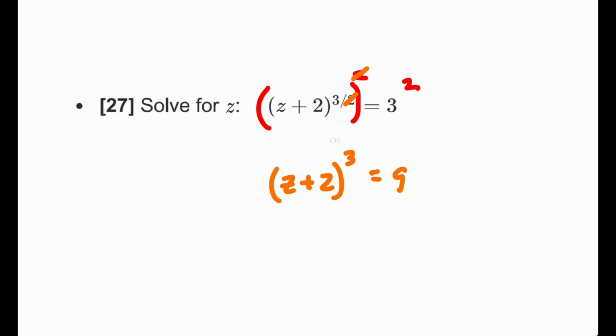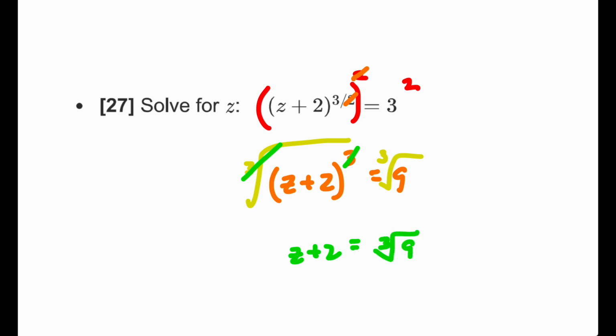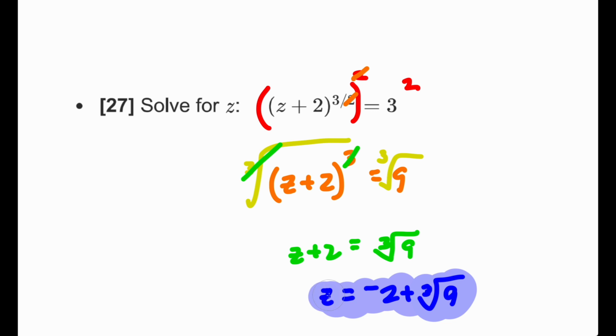From here, you can cube root both sides. And you're going to get z plus 2, because the cube and the cube root are going to cancel, is equal to the cube root of 9. We can subtract 2 on both sides, and you're going to get z is equal to negative 2 plus the cube root of 9. You can check your work on that. You will get this answer, and that's that problem.